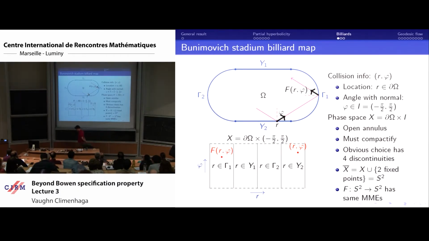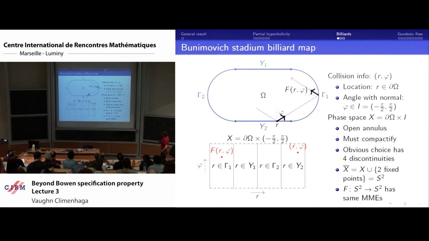So now let me talk about the billiard map for the Bunimovich Stadium. So this is much easier to deal with in many ways than the CNI billiard that Vivian has been talking about, so my job is much easier. And first, let's just recall the setup. So you have this billiard table, Bunimovich Stadium, which is two semicircles glued to the ends of a rectangle.